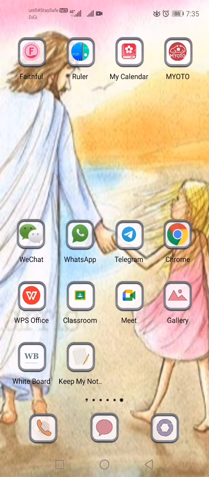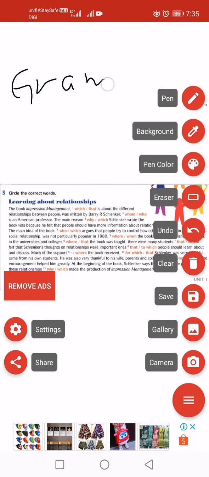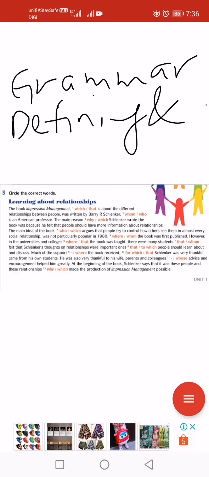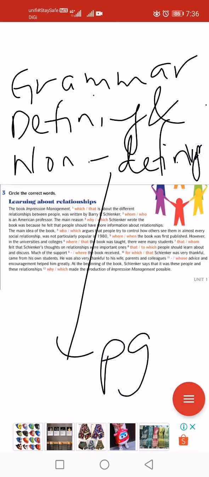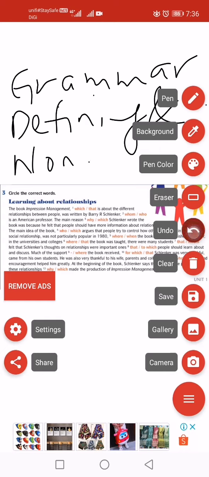Okay, after you have copied that, on the top right write grammar, defining and non-defining, page number 11. I know it's very ugly, because I don't have a pen. Right on top, so next time you know these are the things that you need to do revision on.